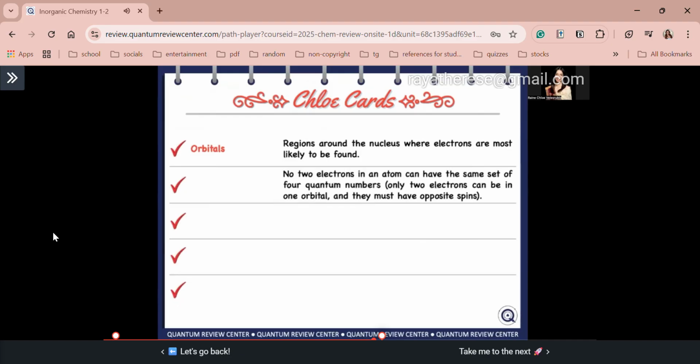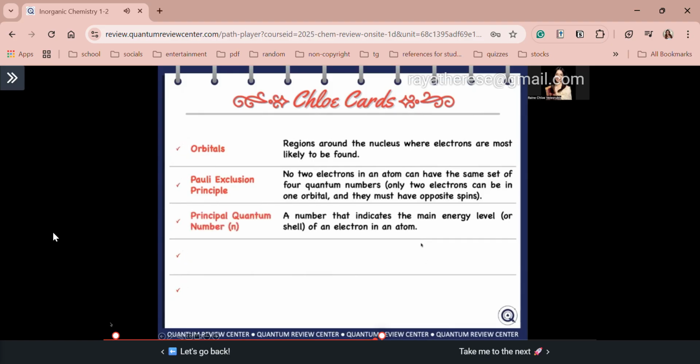Tama, orbitals. No two electrons in an atom can have the same set of 4 quantum numbers, and only 2 electrons can be in one orbital, and they must have opposite spins. Pauli exclusion principle. A number that indicates the main energy level or shell of an electron in an atom. Ang tawag dyan, madali lang yan? Yes, principal quantum number n.